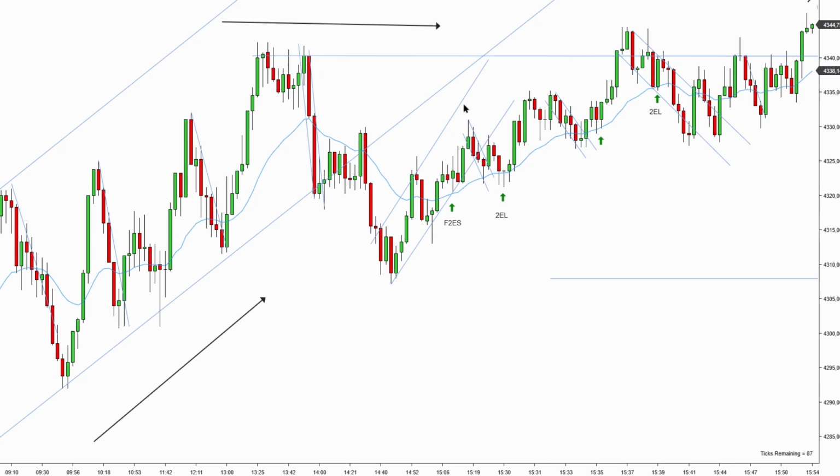High probability setup is going to be a two-legged pullback at the key entry point, and we can see a new high. This is the highest swing, because we have a lower high here on the left and a lower high on the right. So this is the pivot high. We have a first entry long, pullback, second entry long, two-legged pullback. Market likes to move in pairs of twos.